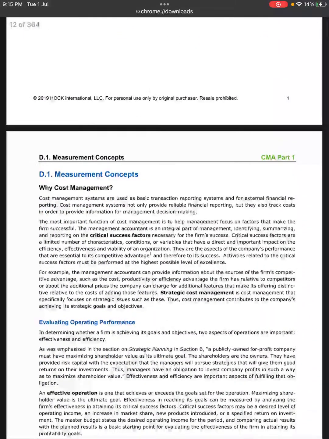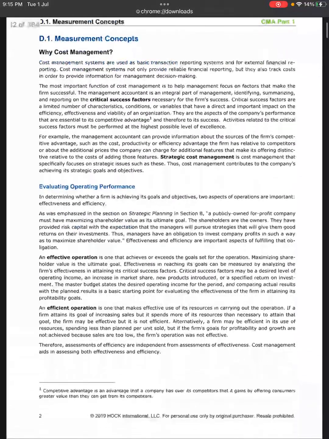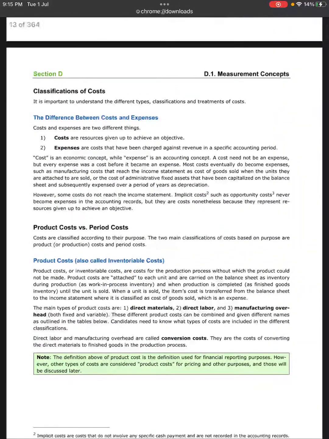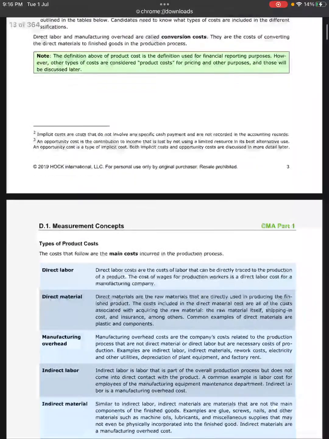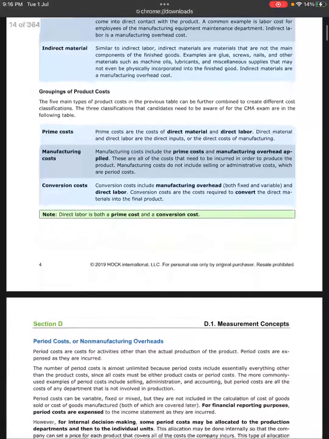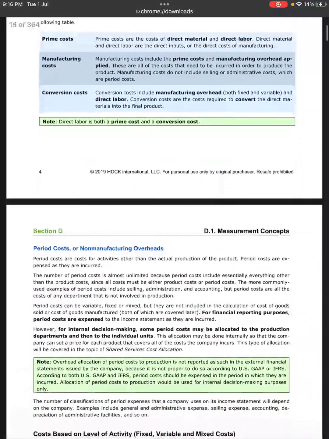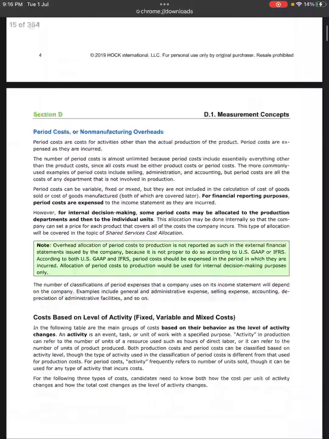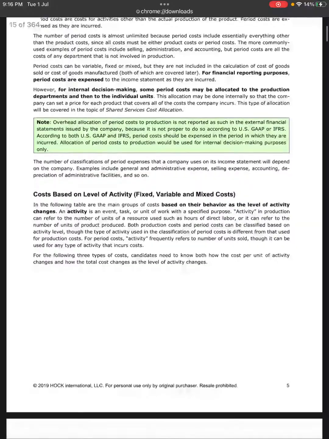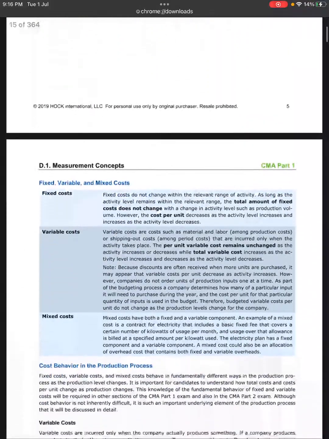Hello friends, today we are in class 2 CMA part 1, and today we'll continue from the last topic. Last class we discussed the cost measurement, and we continue that class today as well.